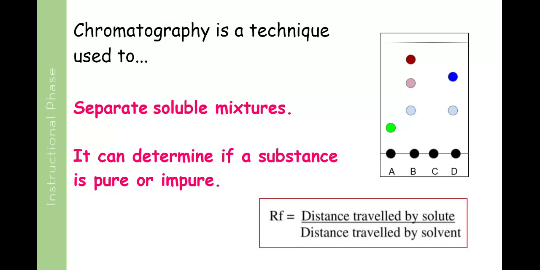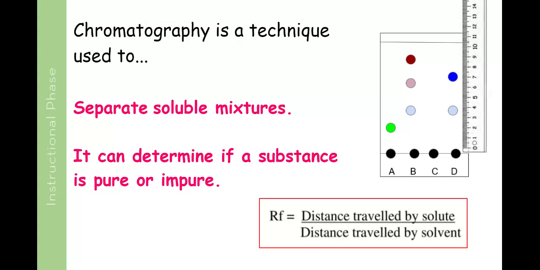And remember, not only can we compare our results, but we can also work out the RF value, the retention factor. The RF value is the ratio between the distance moved by the ink divided by the distance moved by the solvent. We measure that using a ruler. We can measure it in centimeters. If we want to be more accurate, we can do millimeters, but it is usually measured in centimeters.